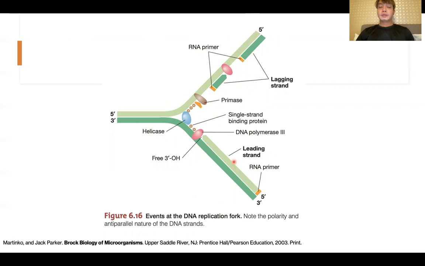Okay, so what are the important enzymes needed during DNA replication? Of course, we need helicase. Another is primase. And then we have DNA polymerase 3, or DNA polymerase. We also need a protein called single-strand binding protein. Okay. So, let's discuss one by one what these enzymes are.